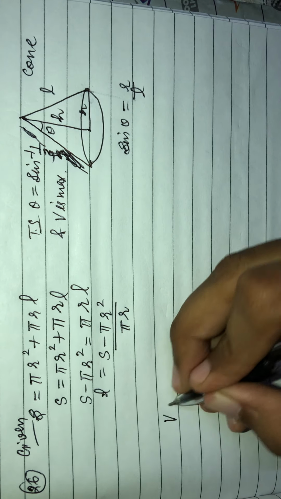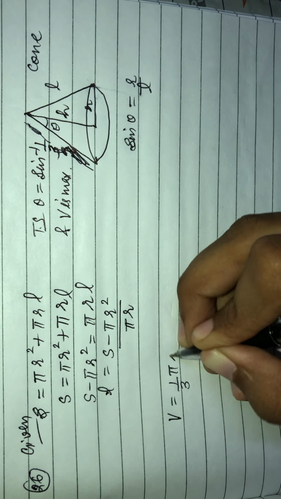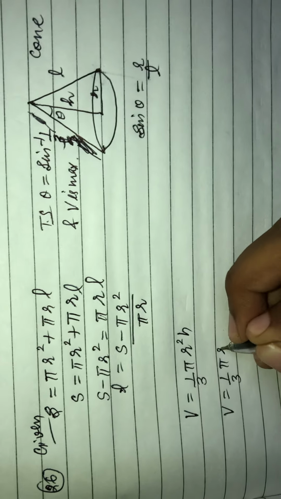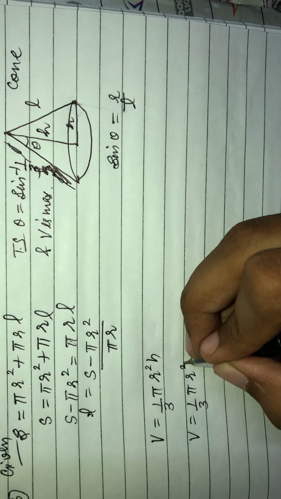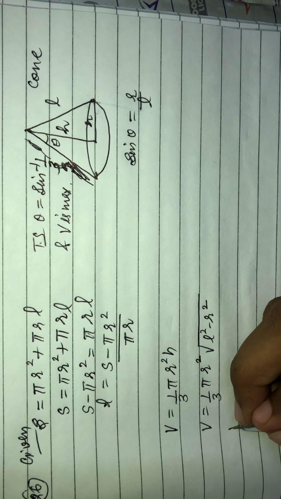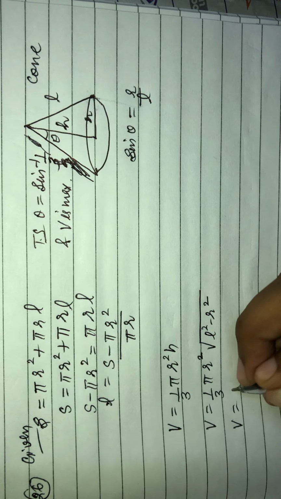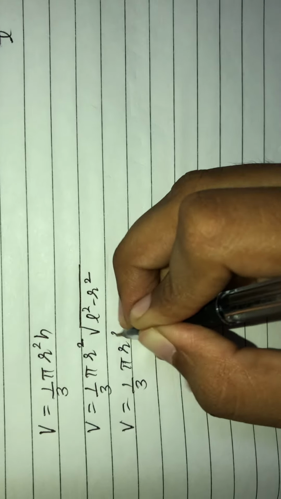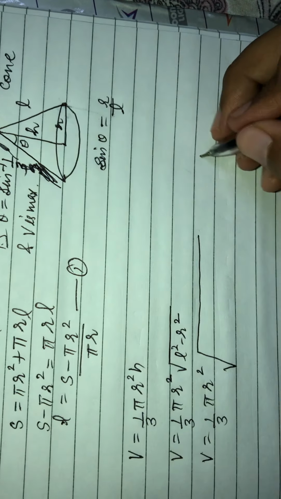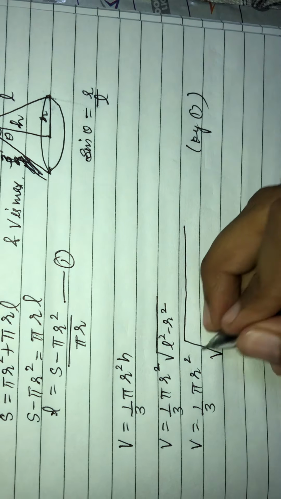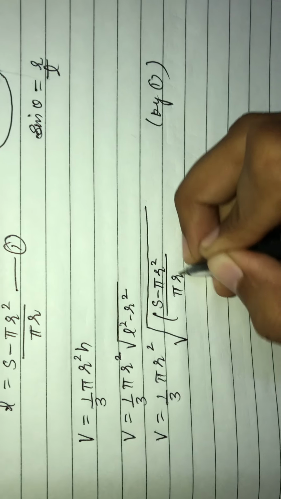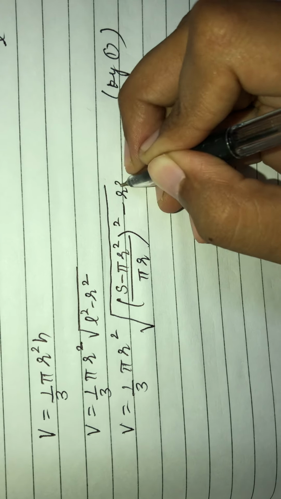Now volume of cone is given 1 by 3 pi r square h. h can be written as root of l square minus r square. So if I am writing this, volume will be 1 by 3 pi r square. The value of l is given to you, so we can write this will be S minus pi r square upon pi r, raised to the power square, minus r square, under root.